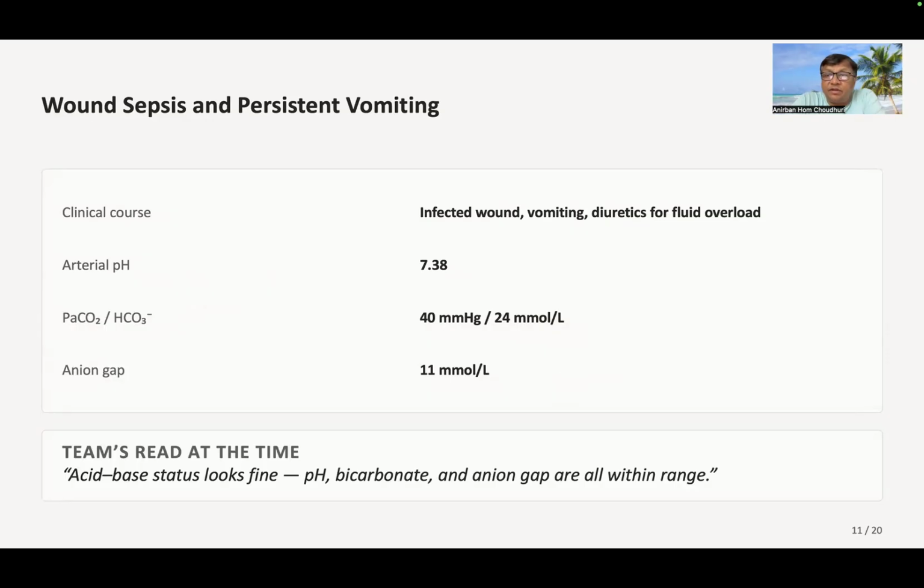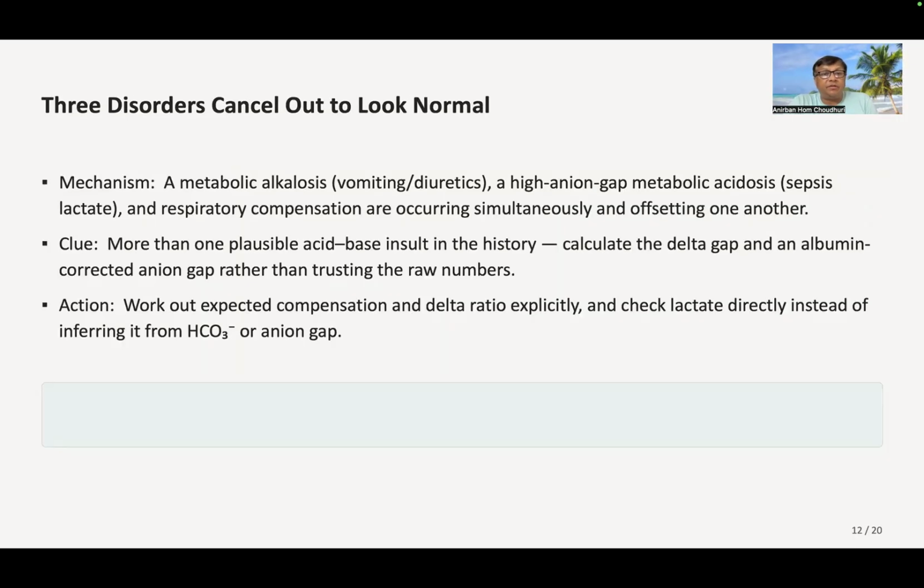At this time, the physician's reading was that the acid-base looks fine, with pH, bicarbonate, and anion gap all within range. But you have to remember that 3 disorders can cancel out to look normal. A metabolic alkalosis from vomiting or diuretics, a high anion gap metabolic acidosis because of sepsis with lactate rising, and respiratory compensation are occurring simultaneously. And when they are occurring simultaneously, one is offsetting another.